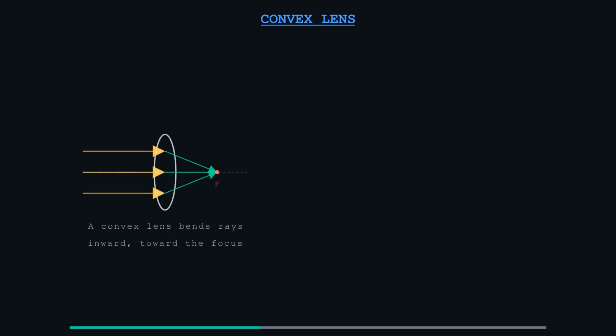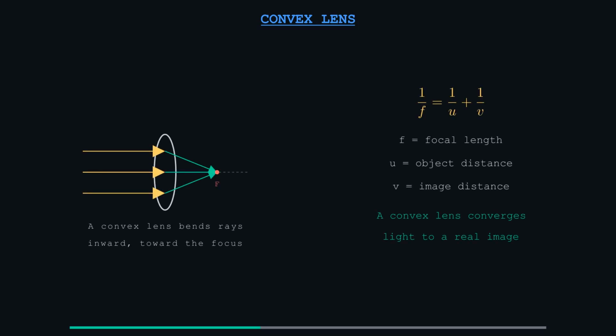A convex lens is thicker in the middle than at its edges. Light passing through bends inward, converging to a real focal point on the far side. The lens equation, 1 over f equals 1 over u plus 1 over v, links the focal length to the object and image distances.